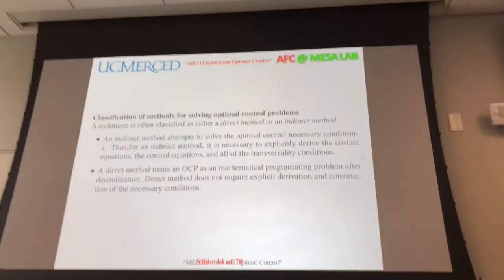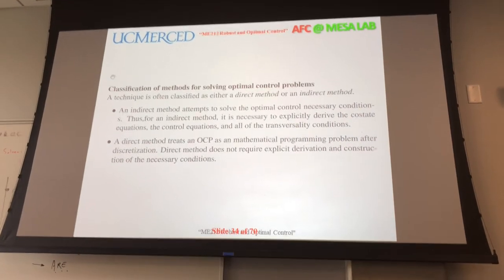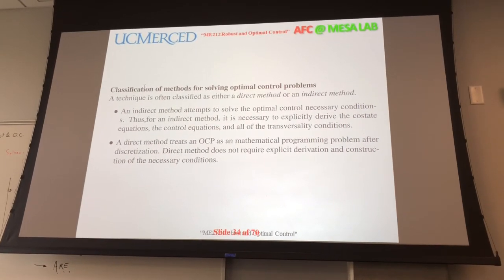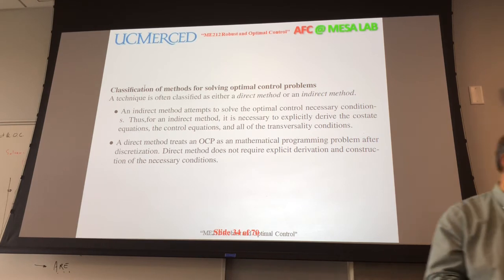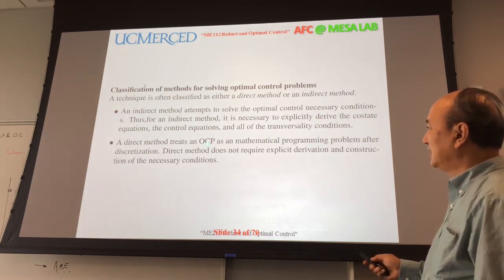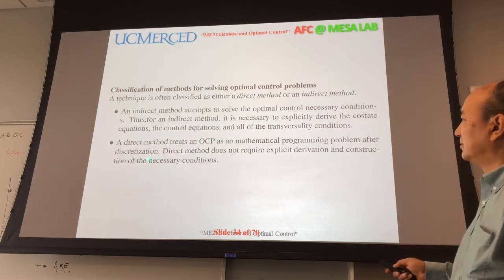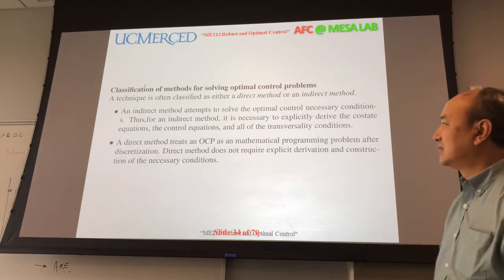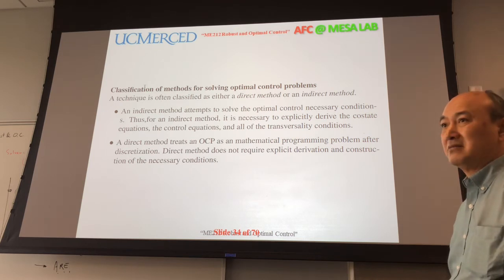There are two types: one is called the direct method, one is the indirect method. Our Rails is an indirect method. An indirect method solves the necessary conditions of the optimal control problem. It explicitly derives the costate equation, the control equation, and all the transversality conditions. So this is based on costate equations. What is a direct method? It treats an OCP as a mathematical programming problem after discretization. Just convert it into a static optimization.